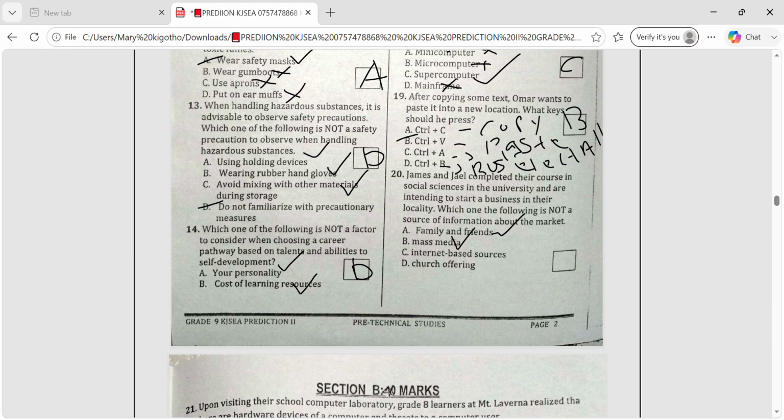Yes, that's a source of information. Internet based, yeah, on the internet you get a lot of resources there. Church offering, no, that's very off. So this is a religious contribution. So the correct answer there is D.